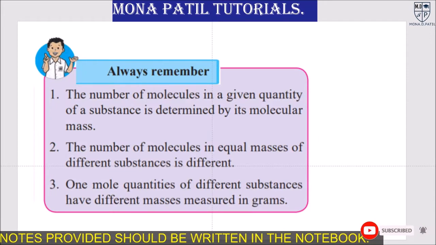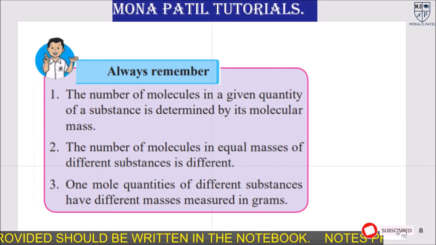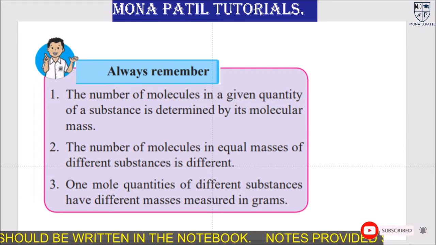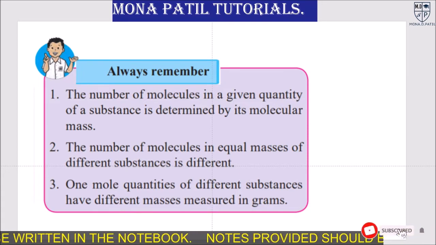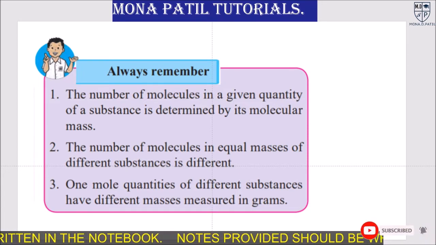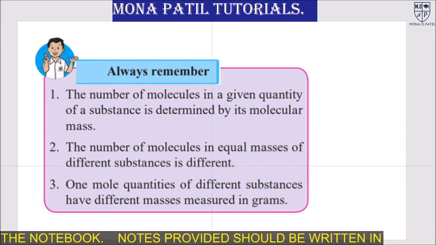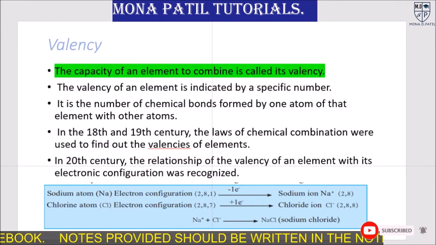So always remember, the number of molecules in a given quantity of substance is determined by its molecular mass. The number of molecules in equal masses of different substances is different. 1 mole quantities of different substances have different masses measured in gram. Next we will study about the valency.